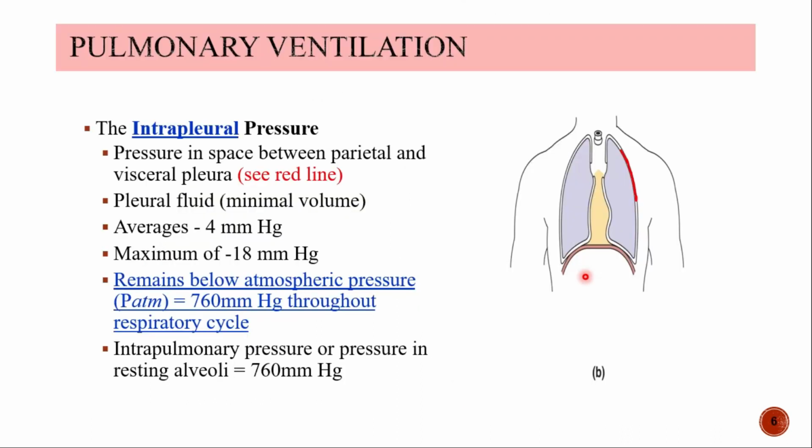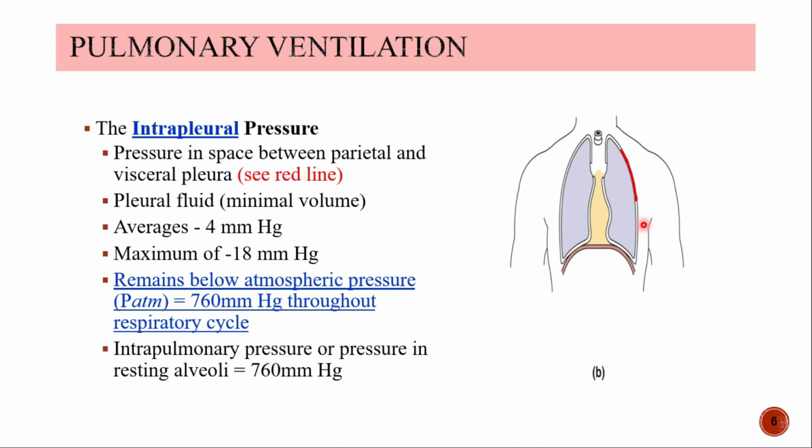Pulmonary ventilation. The intrapleural pressure, that is the pressure in the space between the parietal and the visceral pleura, that is the pressure in the pleural cavity shown in the red line, is very important in order for air to enter the lungs. Pleural fluid has a minimal volume, and on average the pressure in the pleural cavity also remains below atmospheric pressure.